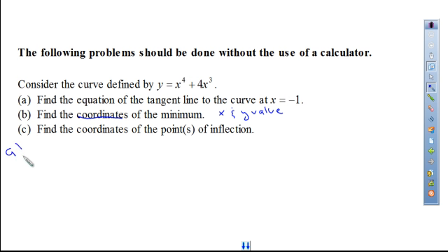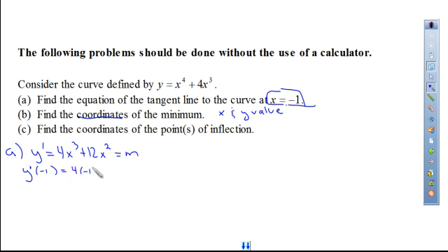So to find the equation of the tangent line, I need to find the derivative. I'm not going to set that equal to 0 because I only set it equal to 0 when I'm looking for critical points or when I'm finding maximum or minimum. I want to find the slope when x is -1. So this is my slope. So how do I find the slope when x is -1? I am going to substitute -1 into my x value.